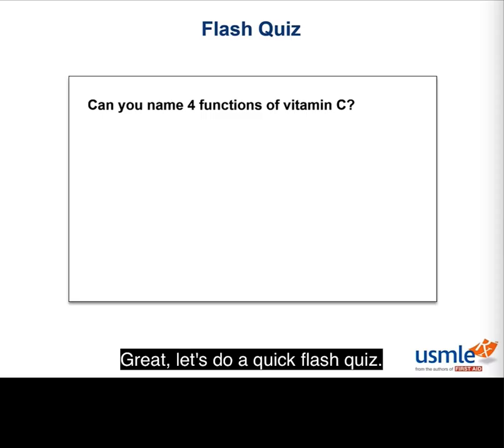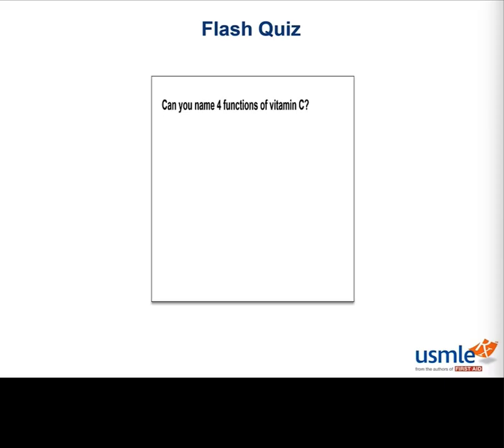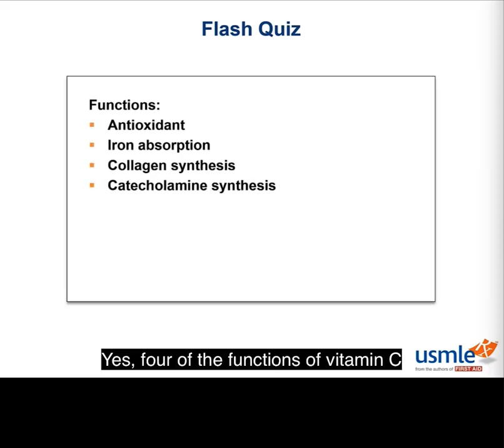Great, let's do a quick flash quiz. Can you name 4 functions of vitamin C? Yes, 4 of the functions of vitamin C include acting as an antioxidant, facilitating iron absorption, and being necessary for both collagen and catecholamine synthesis.